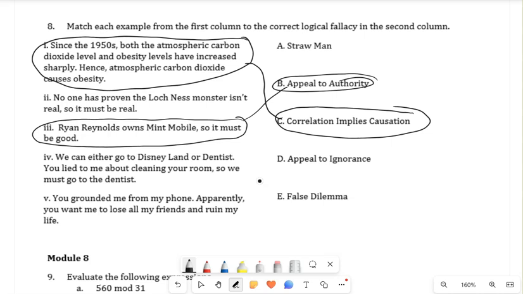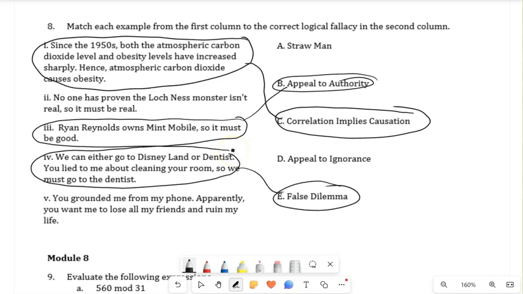We can either go to Disneyland or the dentist. You lied to me about cleaning your room, so we must go to the dentist. That is a false dilemma. And either-or is in general a false dilemma. Why can't we do both?